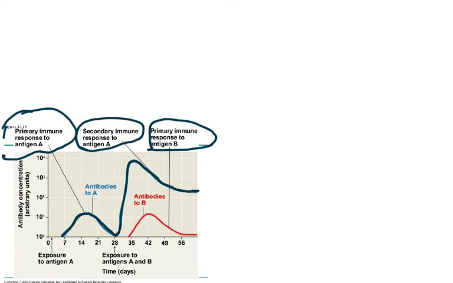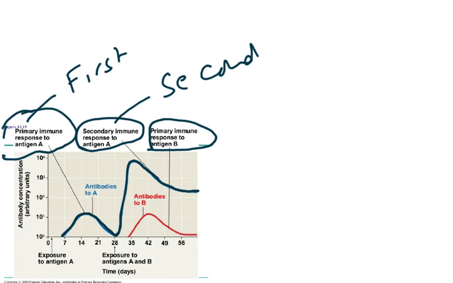So please understand this. This graph is a very typical graph that we give you. Primary means the first one, and secondary means the second one, the second time that you were exposed to the same antigen.